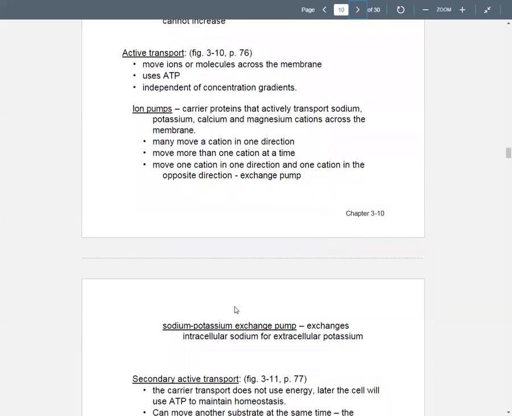All right, so let's take a minute, talk to your partner about facilitated diffusion, diffusion and osmosis.